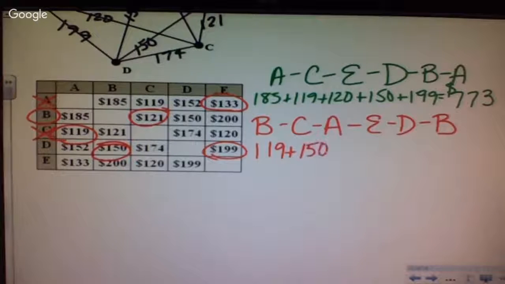So we're adding up all of these five numbers: 119, 150, 121, 133, and 199. 722. I got 722. You got 722?